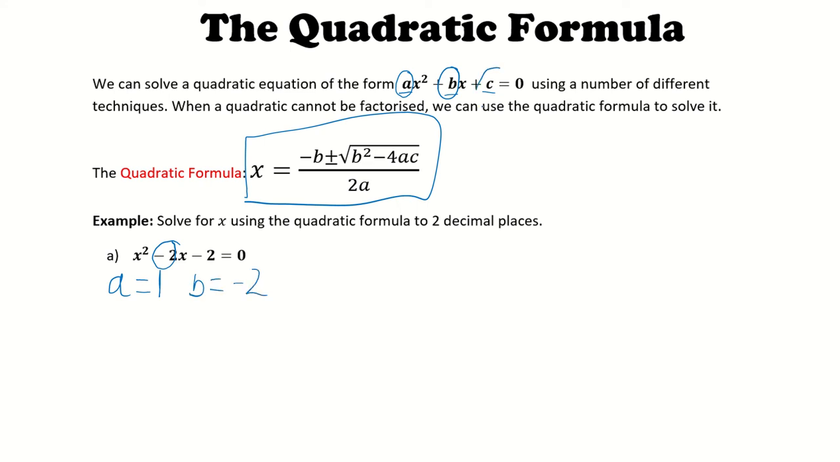And then finally, our c is just our number by itself. And again, it's -2. So our c value is -2.